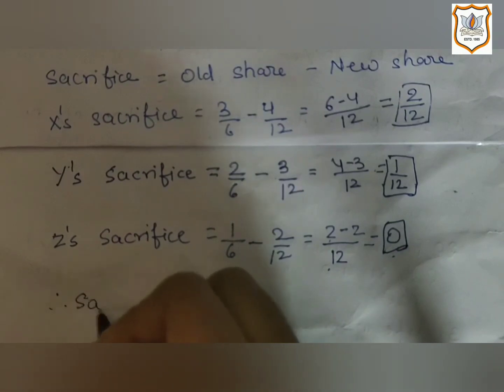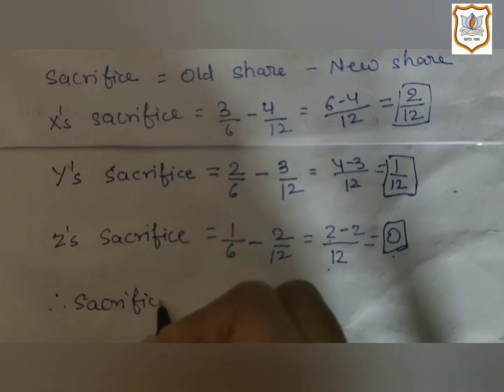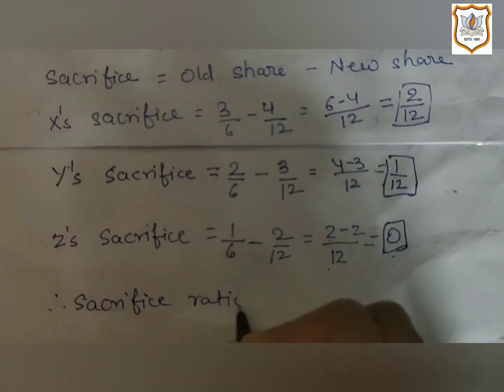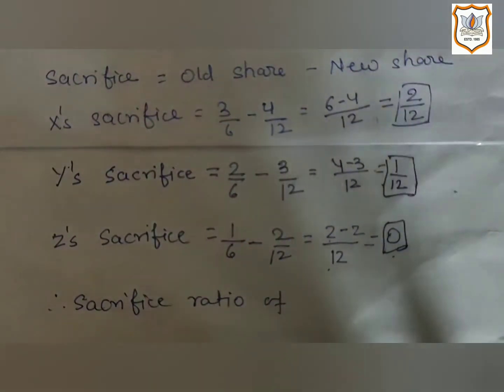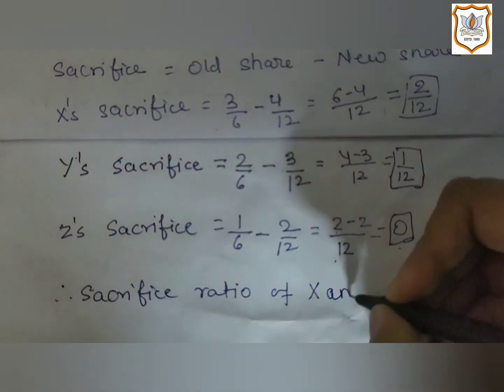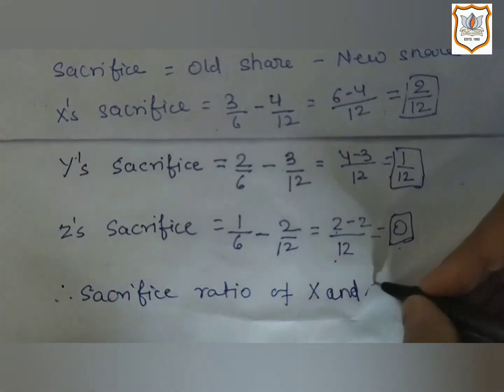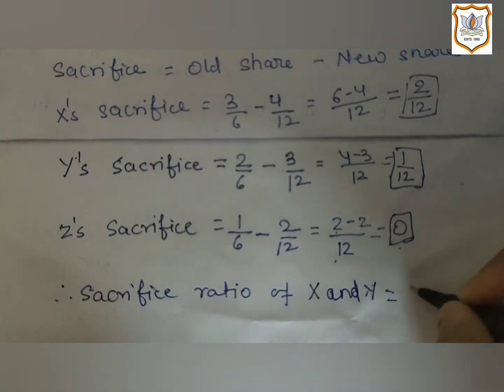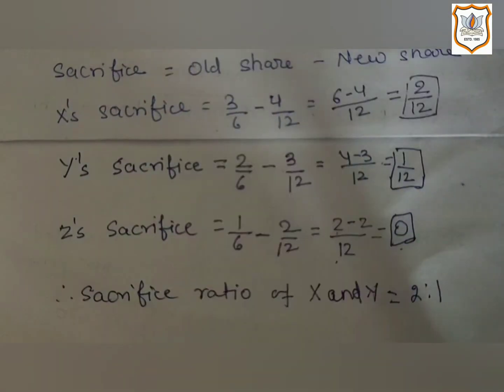Therefore the sacrifice ratio of X and Y is equal to 2:1. So here we are done with short sums.